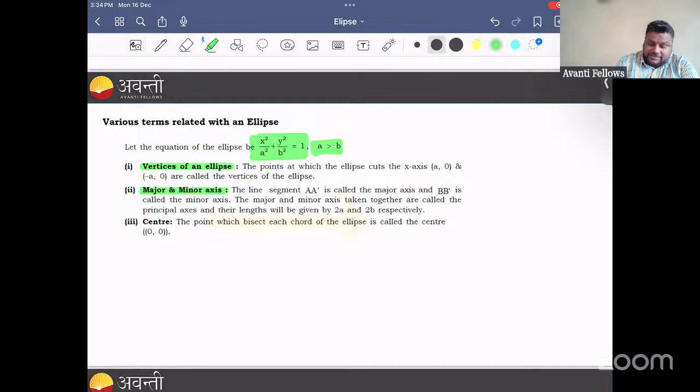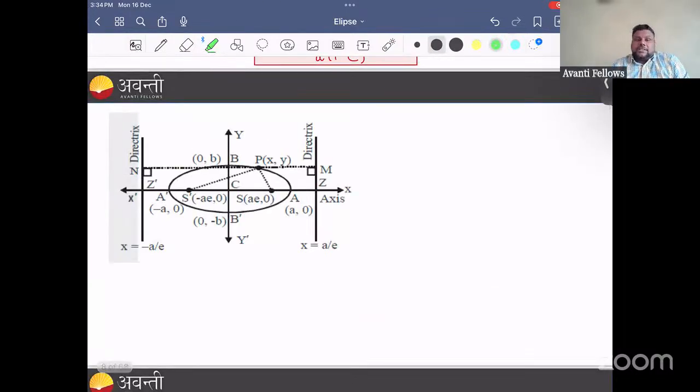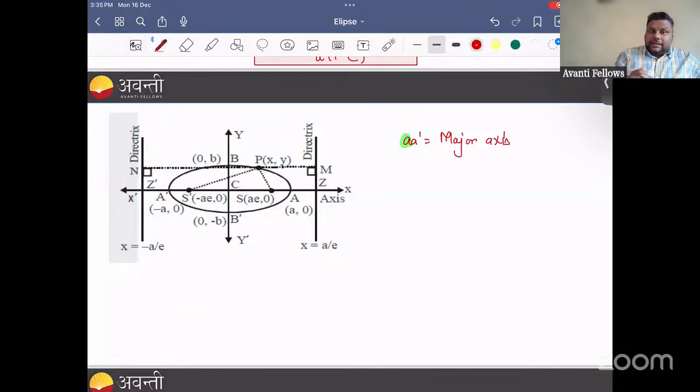Now major and minor axis. The distance between the two vertices is called the major axis or length of major axis. Like here, AA dash will be the major axis. The line, the axis on which the foci are lying is called the major axis. Similarly, BB dash. So this AA dash is called the major axis and this BB dash is called the minor axis.